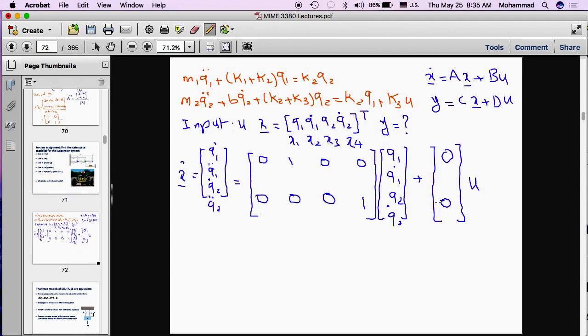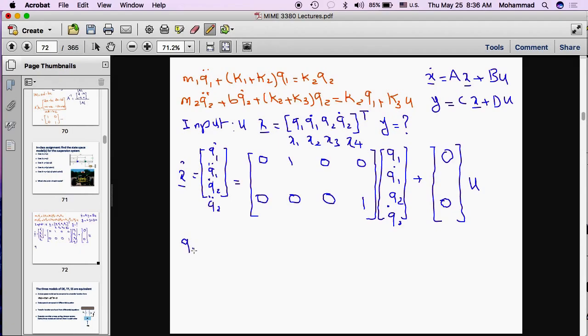Now we should start with row 2 and row 4. So what is row 2? Row 2 basically tries to find Q1 double dot in terms of Q1, Q1 dot, Q2, Q2 dot, and U. So where do I go to find that information? How can I find Q1 double dot as a function of all of these variables? The model. Absolutely, the first differential equation. So what do I need to do? I need to rewrite the differential equation, so I simply have Q1 double dot singled out.